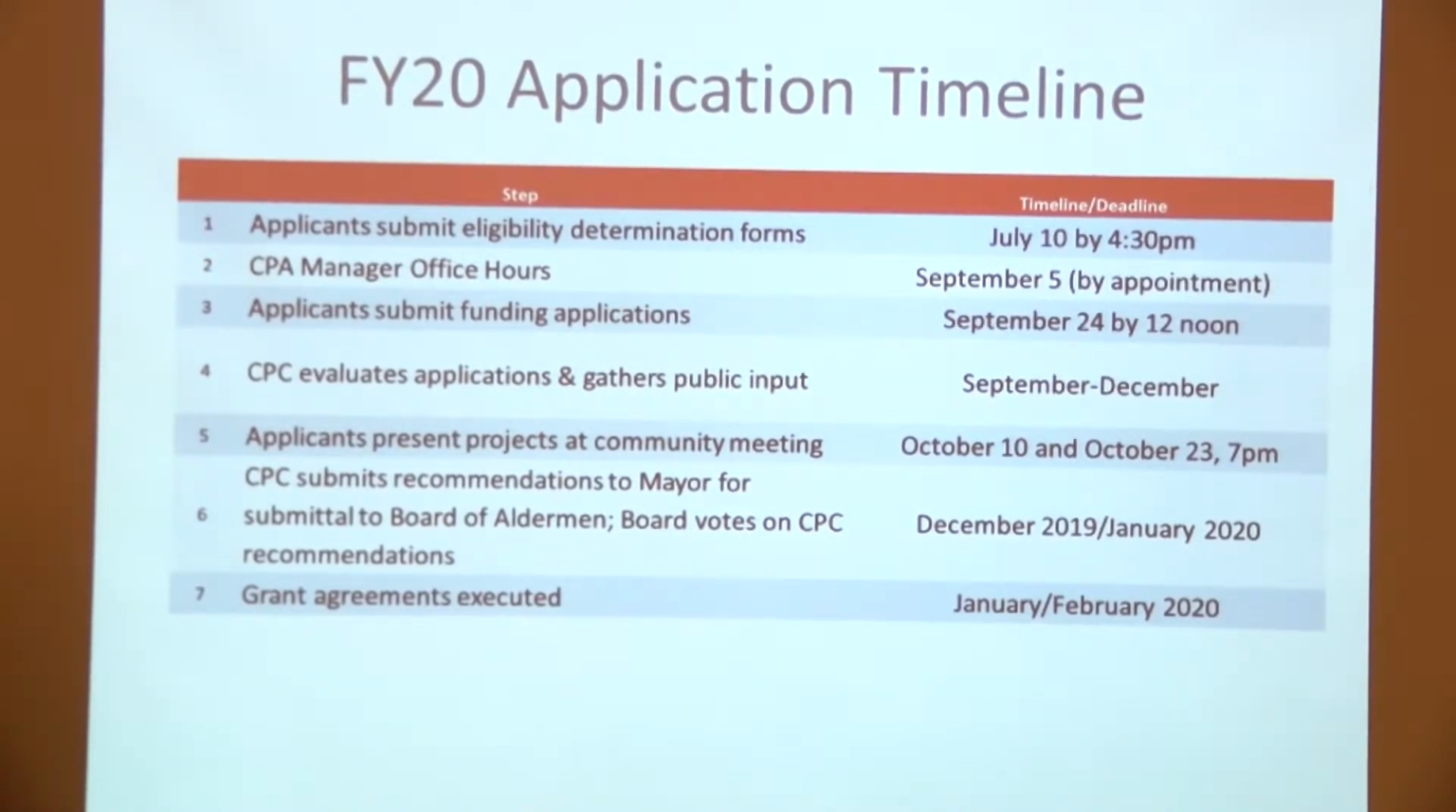The CPC will be going through a process from the submission of the applications through December when they're expected to make their final vote. To review them, talk with the applicants, and gather public input, which includes a written comment period. There's also 2 public meetings where the applicants present their projects to the community. Those are tentatively scheduled for October 10th and 23rd. And then the City Council will vote in probably December, January.